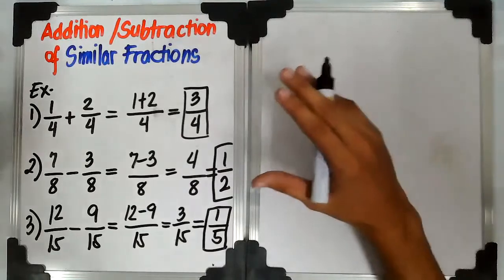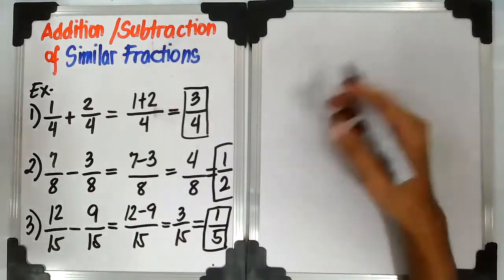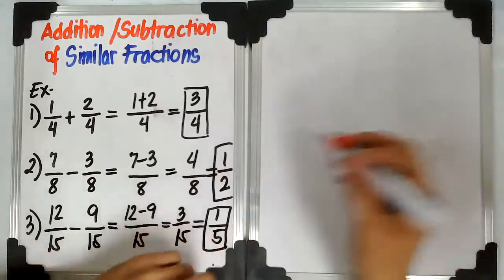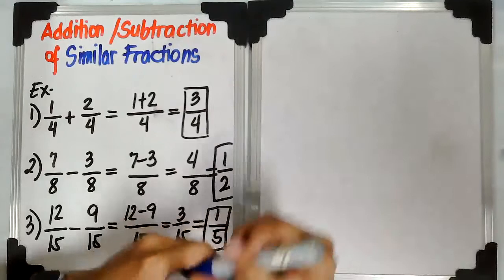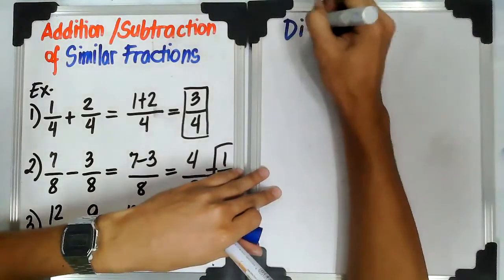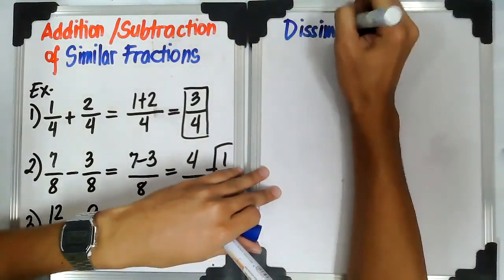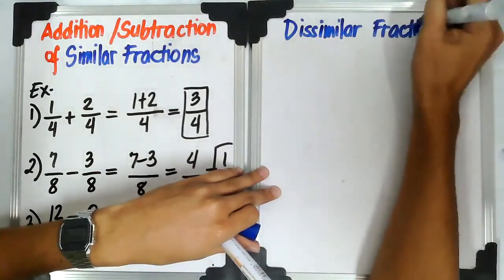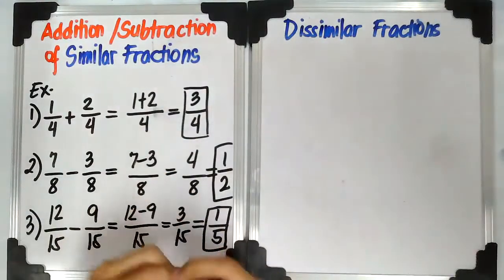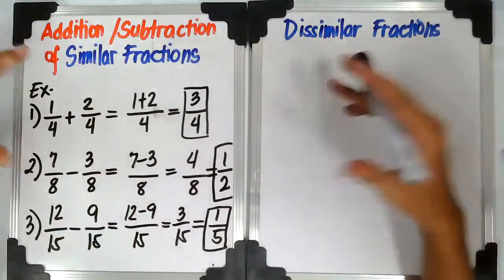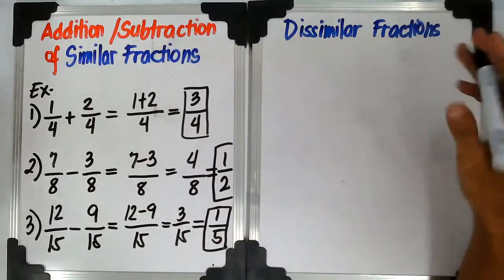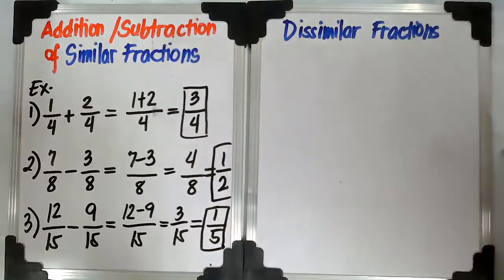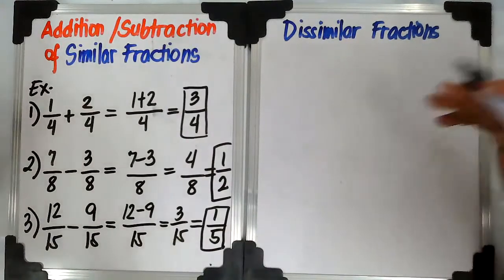All right? So adding and subtracting similar fractions are very simple. So let's move on to adding and subtracting dissimilar fractions. I assume that you all know what dissimilar fractions are, and those are the fractions that have different denominators. So in here, you can still use the analogy, but you have to get their common denominators.